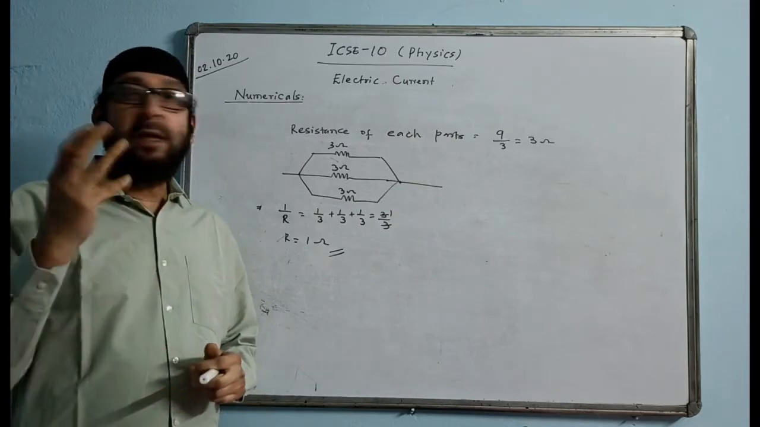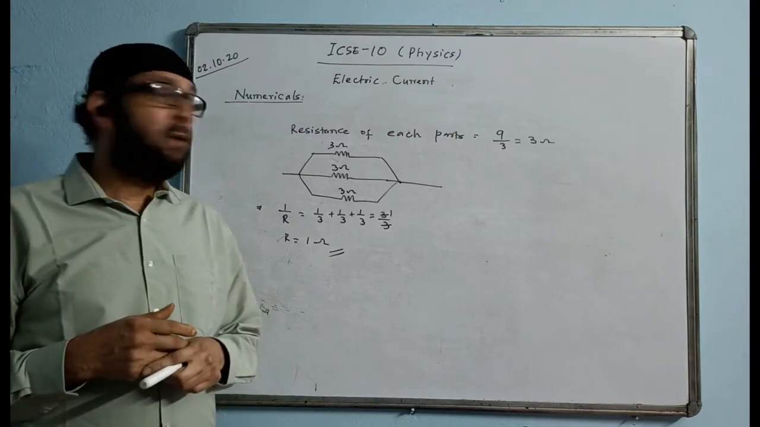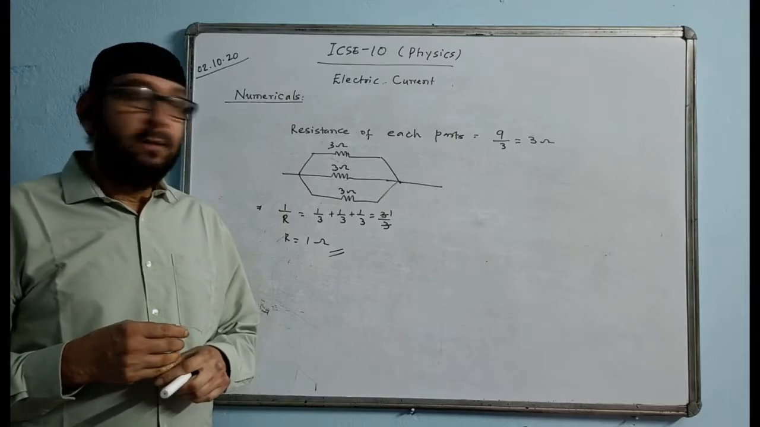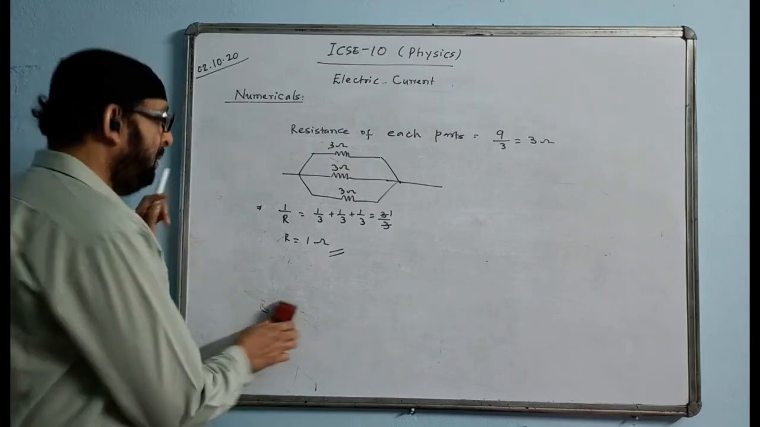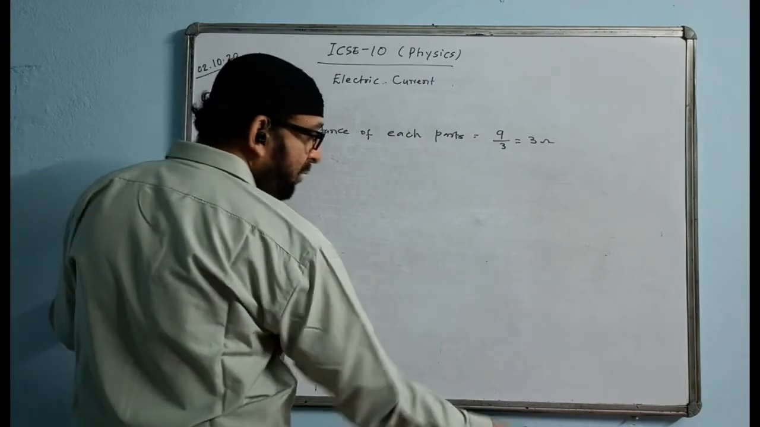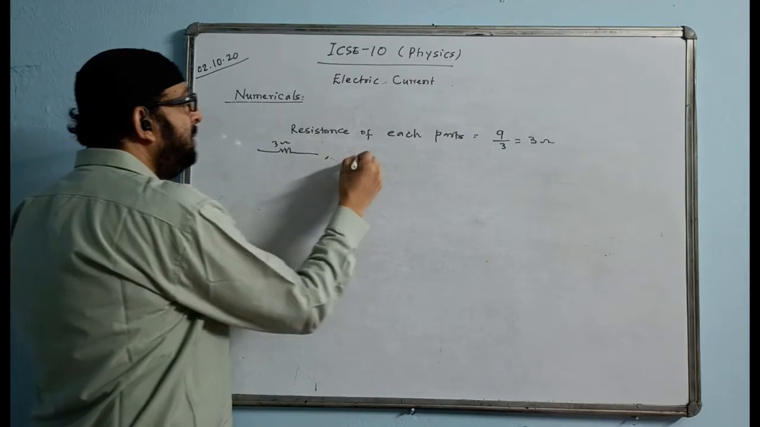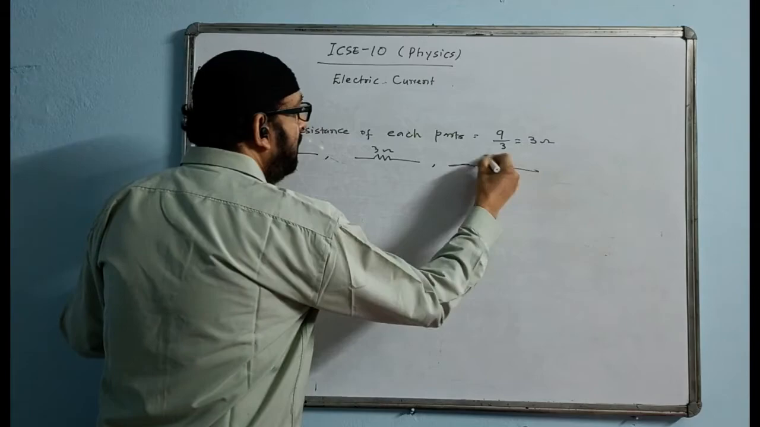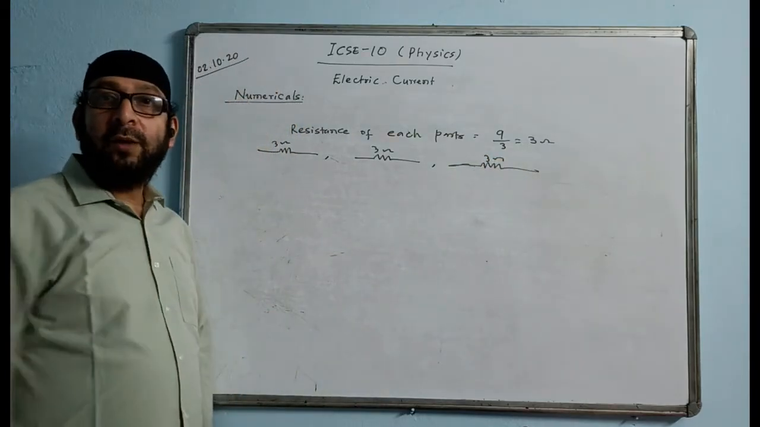Now, similarly, they ask a question like this: there is a wire whose resistance is 9 ohm and it is cut into 3 equal pieces. How can you join those 3 pieces in order to get the total resistance 4.5 ohm? How to join them? The resistance of each part is 3 ohm. That means you have 3 wires, one like this 3 ohm, another 3 ohm, another 3 ohm.